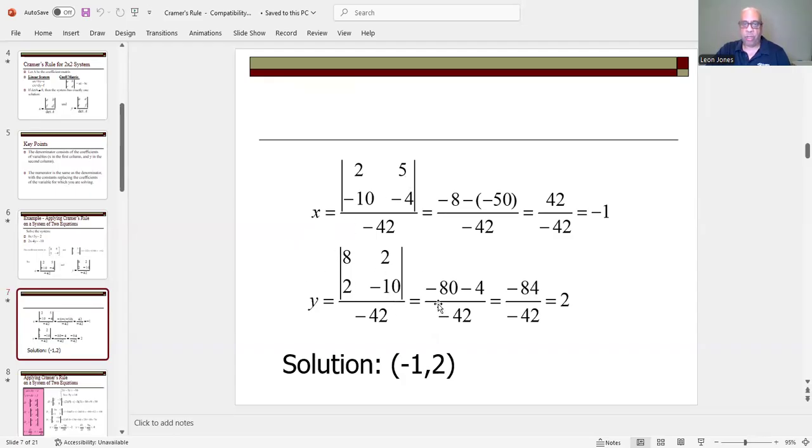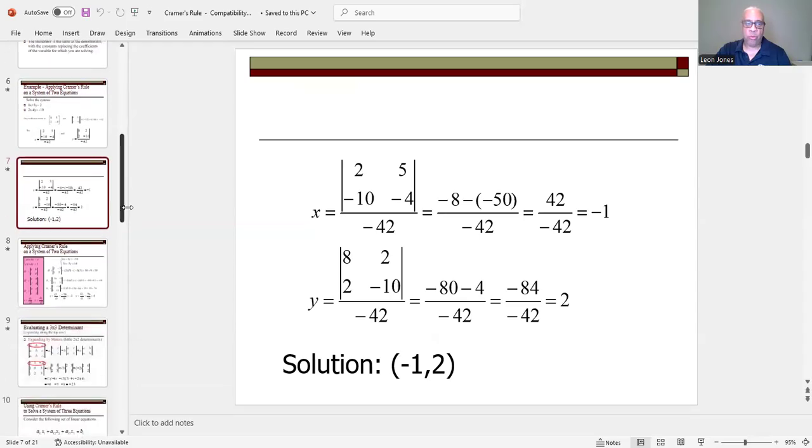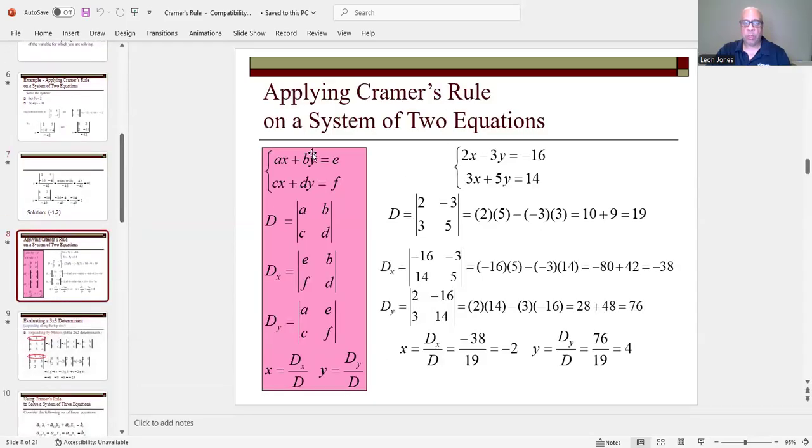And we're going to do the same thing here. 8 times minus 10 is minus 80. 2 times 2, minus 4, minus 84 over 2. So our solution is -1, comma 2. Those are your points. So that would mean x equals -1, y equals 2. Again, applying Cramer's rule on a system of two equations.